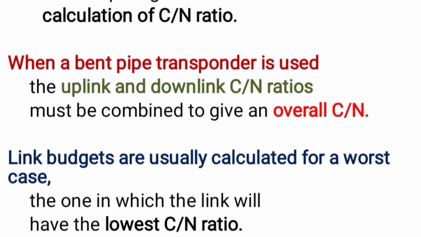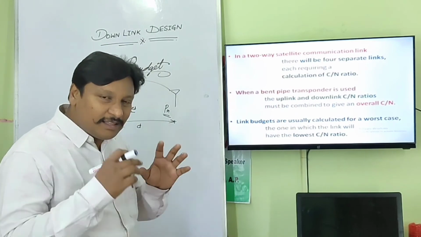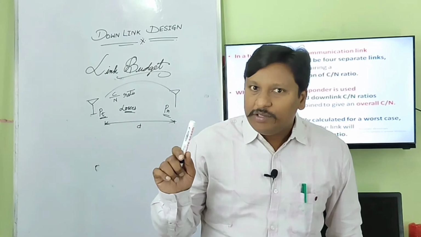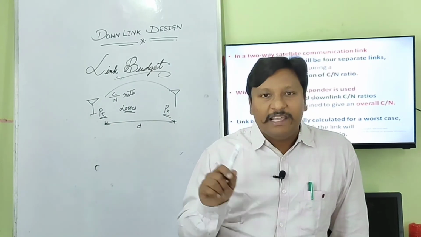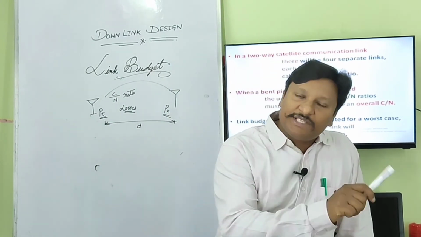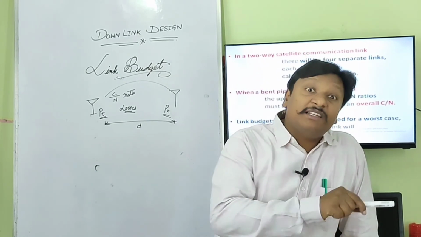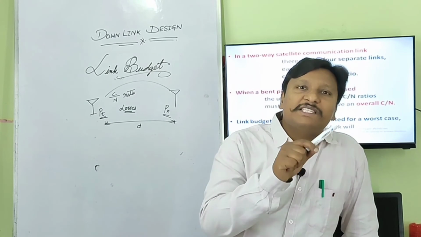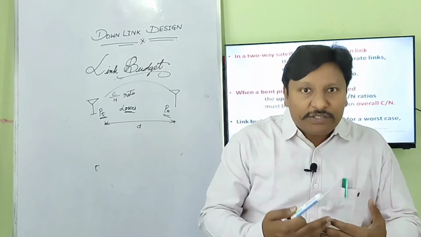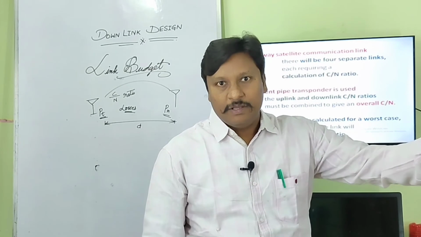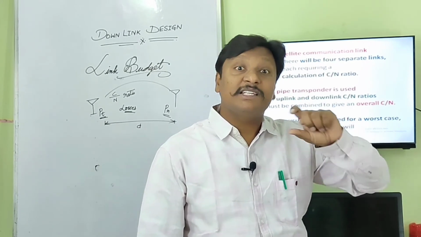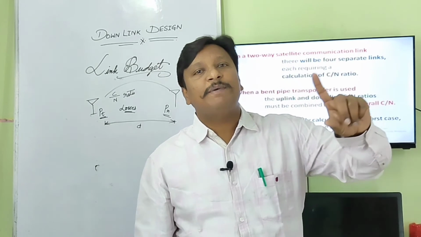The link budgets are usually calculated for the worst case, the one in which the link will have the lowest carrier to noise ratio. So here the important factor is we are going to calculate or estimate the link budget from transmitting power to receiving power. We estimate the signal for the worst case, that means the least receiving signal, so that it will be best suited for the other signals. So we design the signal for the worst category.